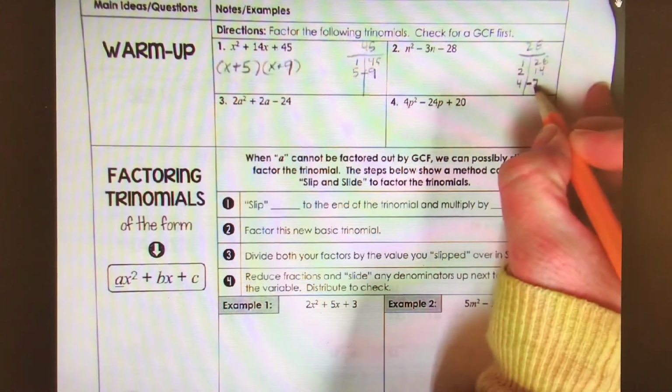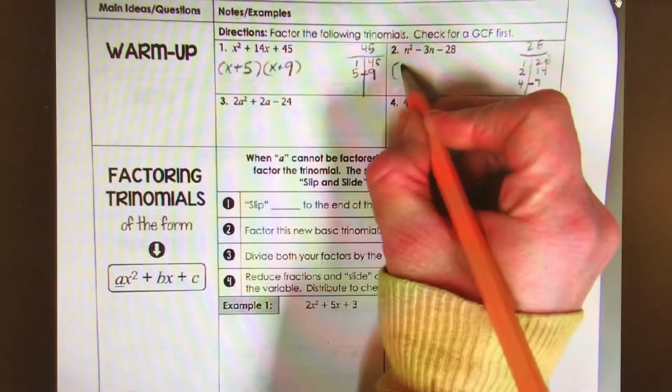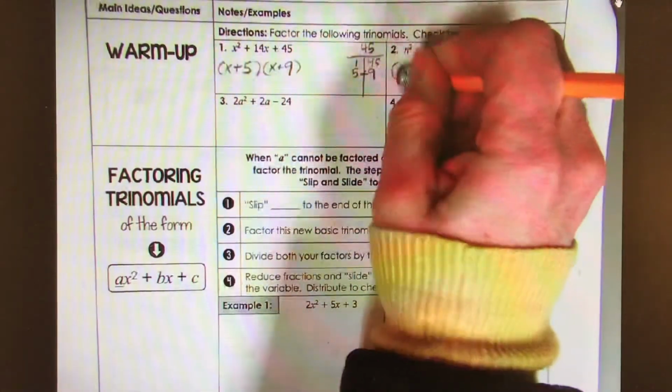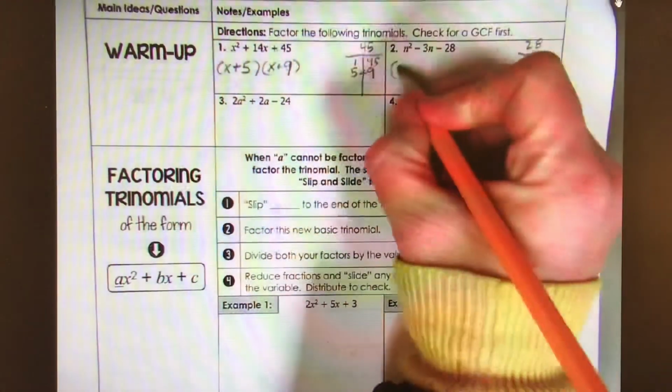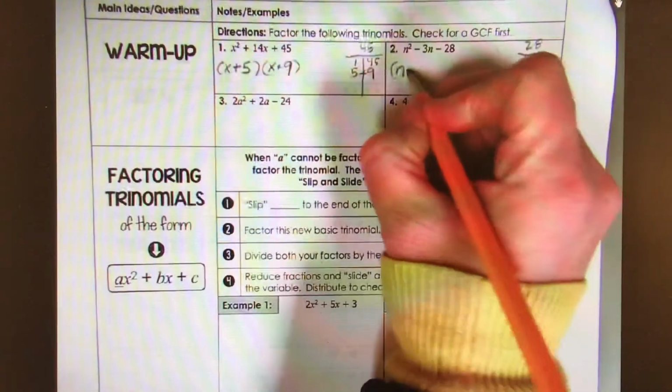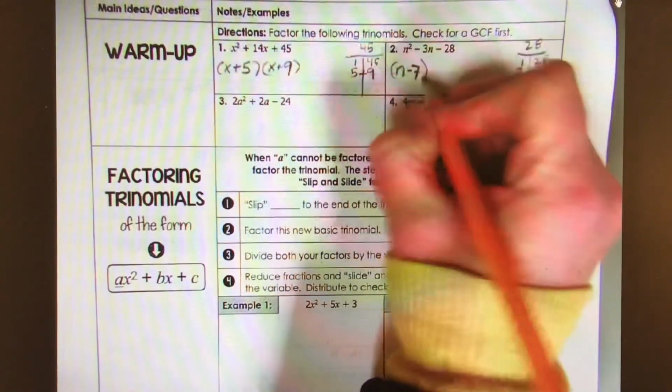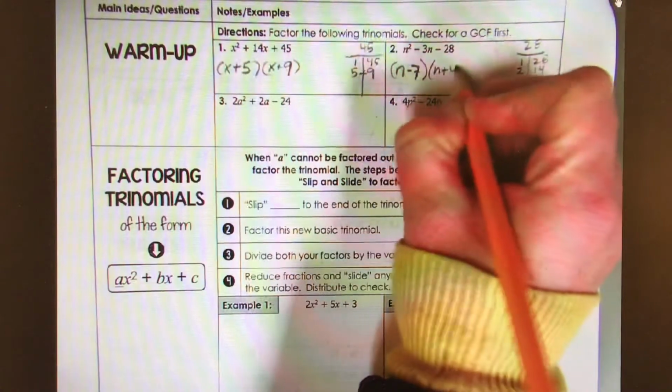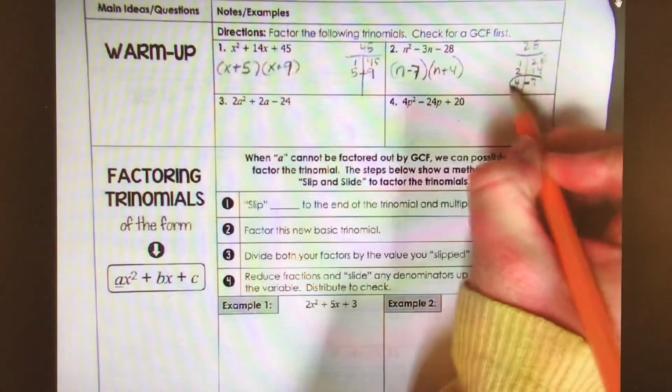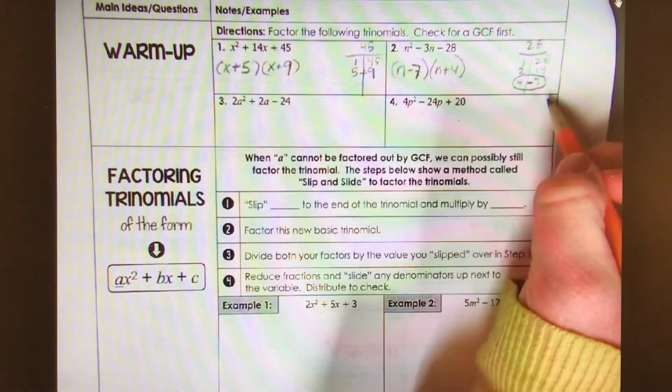So now I'm just going to plug that back into my template. So I'm going to have, not x, I'm so used to saying x, I'm going to have n, rather, minus 7, and then n plus 4. And again, I'm getting these from that winner right there.